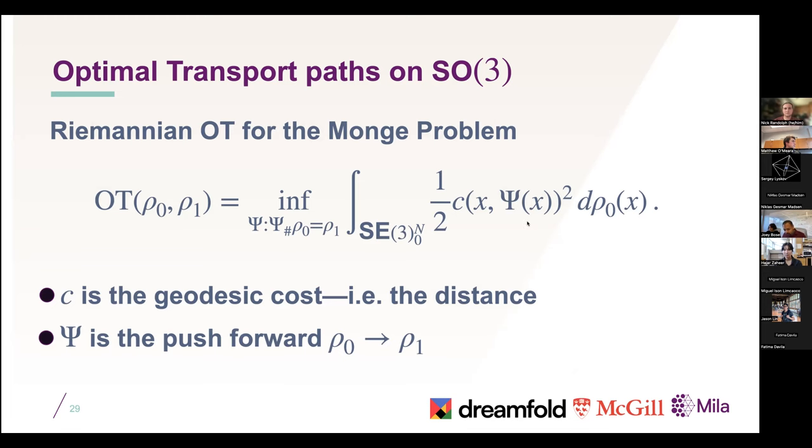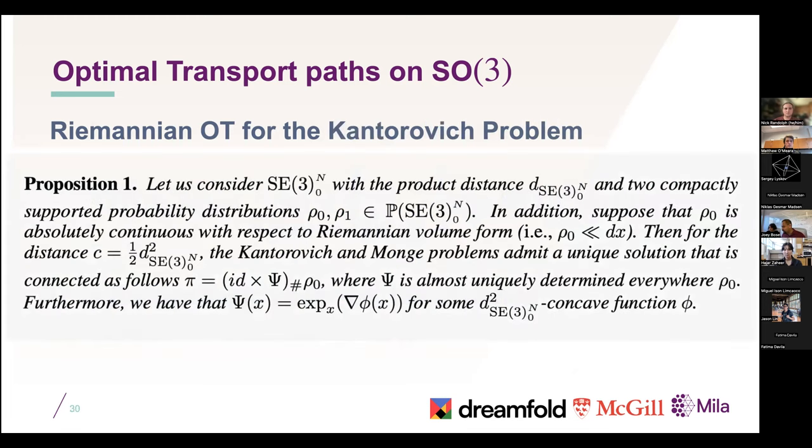So there's a corresponding OT problem called the Kantorovich problem. In our paper, we proved that in this Kantorovich problem, the push-forward map happens to be the geodesic interpolant, the exponential of the gradient, nabla, of some potential. In this case, you can simply use the cost associated with SE3^N.